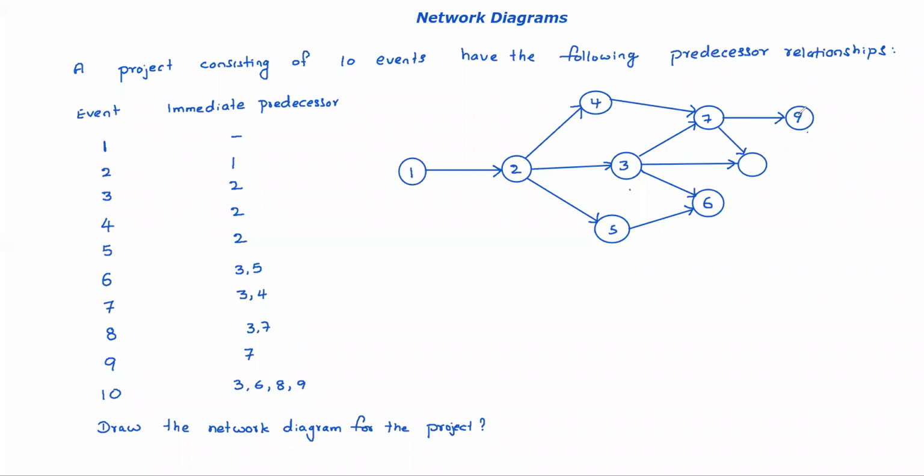For the tenth one, 3, 6, 8, and 9. So this is 8, right? 3 and 7 lead to 8. Suppose you put the 10th, the last event, somewhere here. Its predecessors are 9, 8, 6, and 3 also, like this. So this is the network. Clear? Based on the given data, event and immediate predecessor, we can draw the network like this.